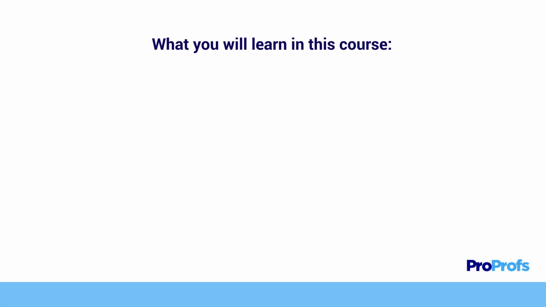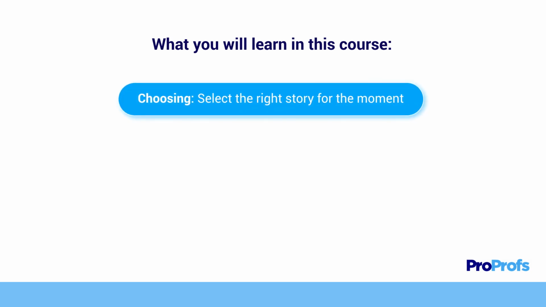And there are 3 main sections to how we're going to go through this. So the first thing we're going to talk about is choosing your story. So how do you choose the right story to tell to that audience that you're talking to? How do you decide what's going to hit well with them and really make your point?